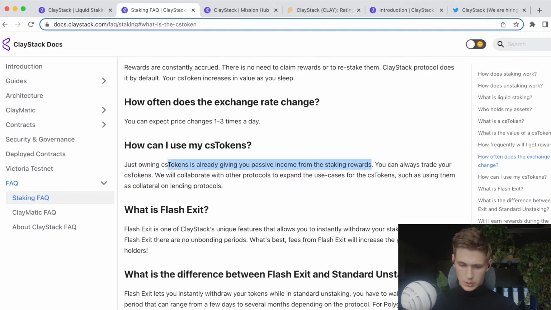You can always trade your CS tokens. We will collaborate with other protocols to expand the use cases for these CS tokens, such as using them as collateral on lending protocols. It's good to see that they're working on the utility of the token. Obviously, the more utility they get, the better.